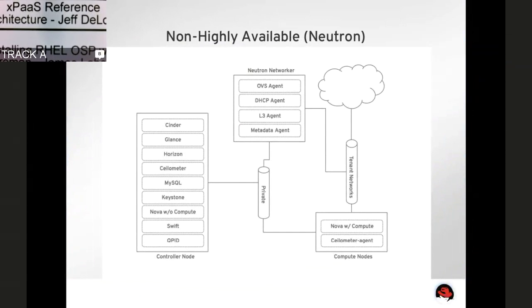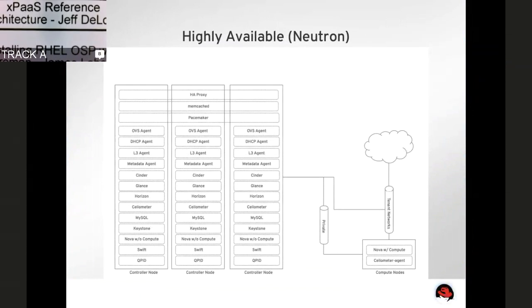With a non-HA Neutron deployment, you have the addition of a Neutron networker node. So you have a standalone host that's running the OVS agent, the DHCP, the L3, and metadata agents. And then the rest of the deployment looks very similar to the Nova deployment in this case. In the HA Neutron deployment, this is different because the Neutron networker services, for example the DHCP, the L3, the OVS agent, and the metadata agent, actually run on the controller node.